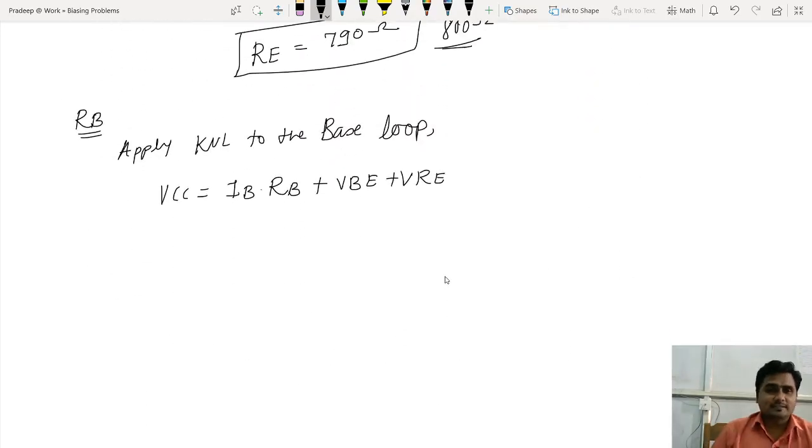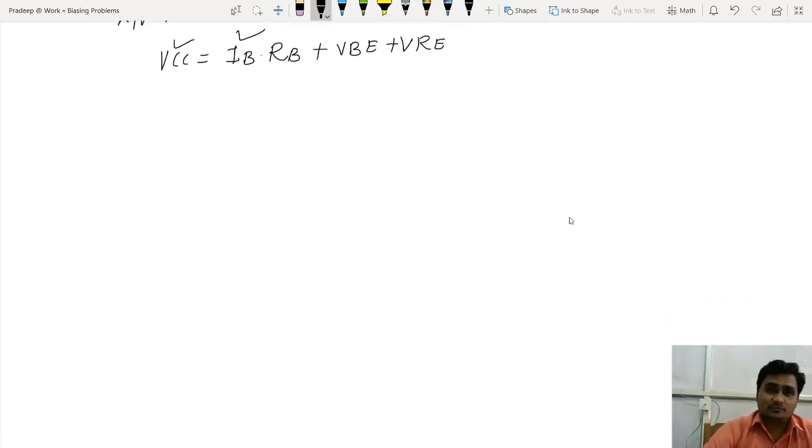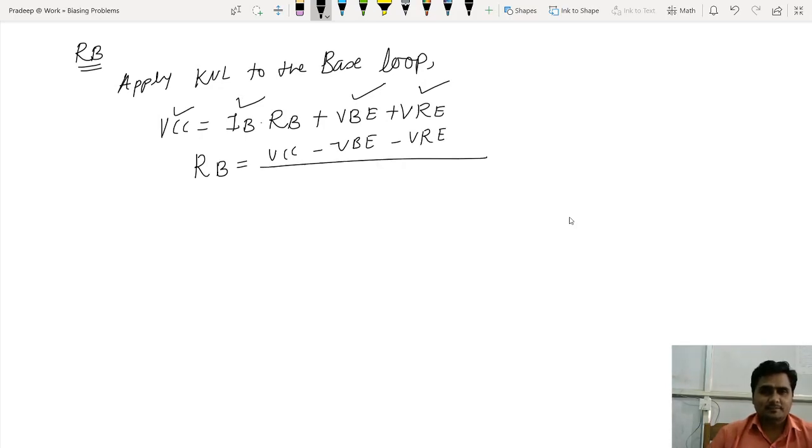Now, out of this, VCC is known. Yes, it is known. Then IB is known. We have calculated IB already in the previous parameter, that is RE, I think. Yes, it is RE. We have calculated IB. How much is it? It is 37.5 micro, so IB is known. What about VBE? It is 0.7 always. What about VRE? It is given, it is 2.4. So the rest of the things are given. Let's hunt for RB then. It is VCC minus VBE minus VRE divided by IB. Put all those values and tell me what RB is.